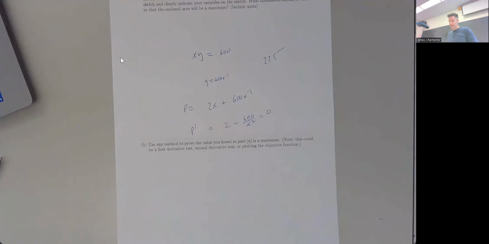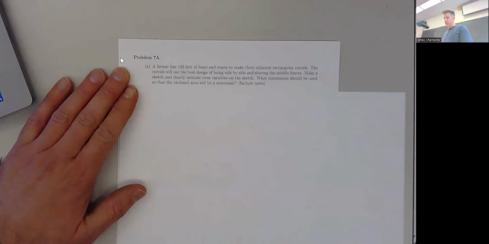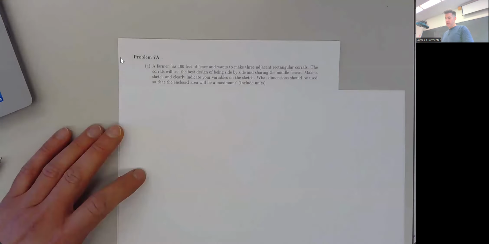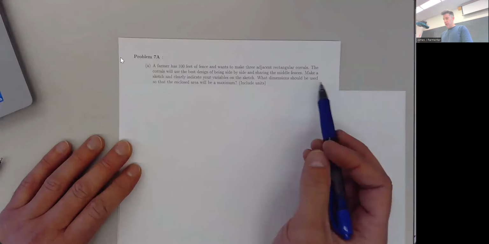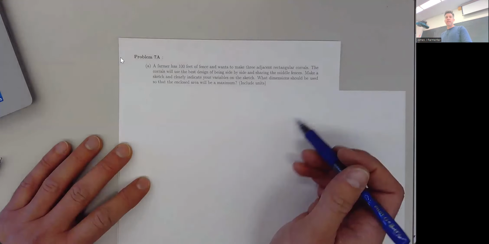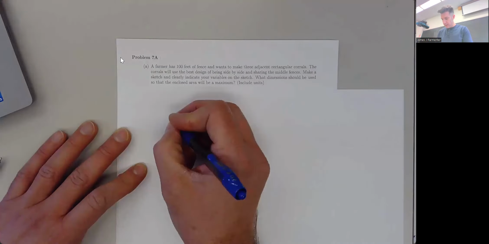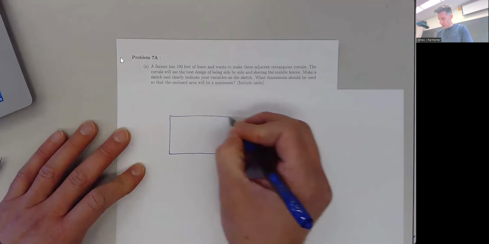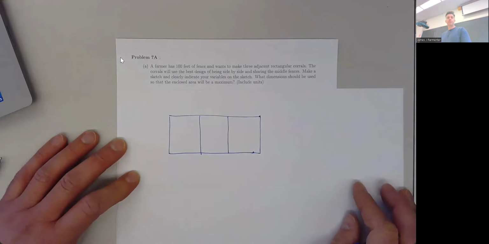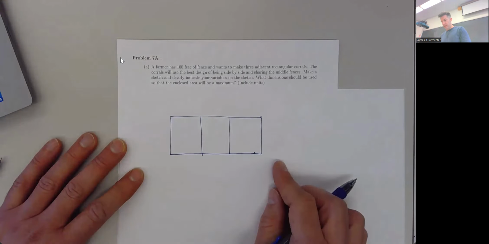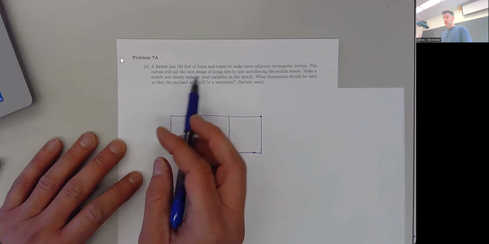So let's look at problem 7A. A farmer has 100 feet of fence and wants to make 3 adjacent rectangular corrals. The corrals will use the best design of being side by side and sharing the middle fences. So it's not always easy to interpret what is being described here. This is what he means. He means your corrals look like this. 3 adjacent rectangular corrals, sharing middle fences, make a sketch and clearly indicate your variables on the sketch.